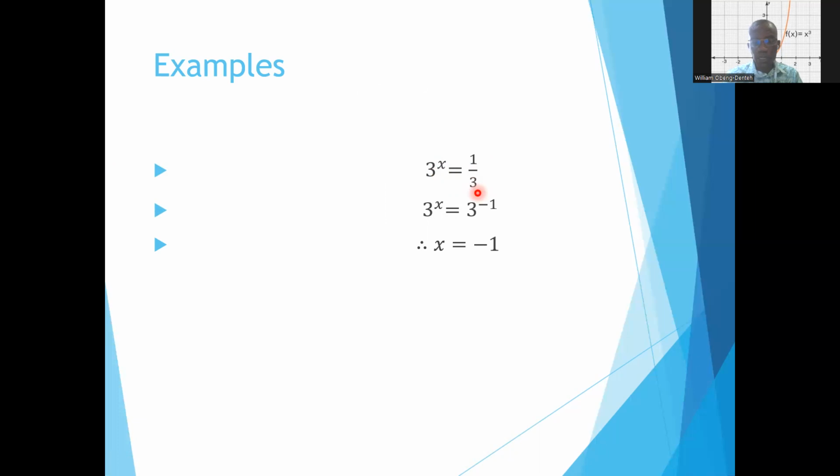Now, in our previous lessons, we learned that 1 over 3 can be written as 3 raised to the power negative 1. And because this base and that base are the same, we could see that 3 raised to the power x, what can be placed here to give us that? So it means that our x will be negative 1. So x is equal to negative 1 when we want to solve for x.